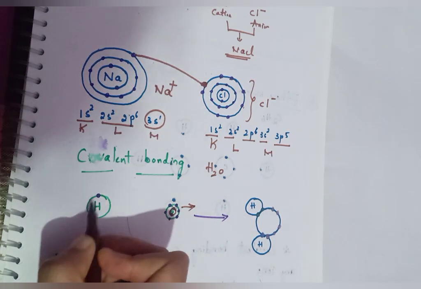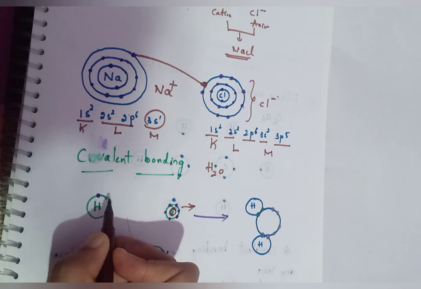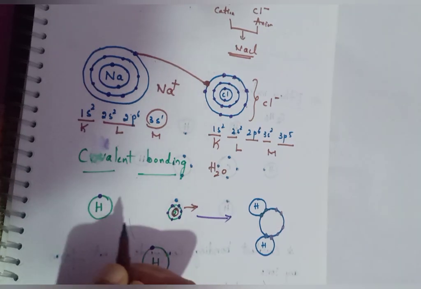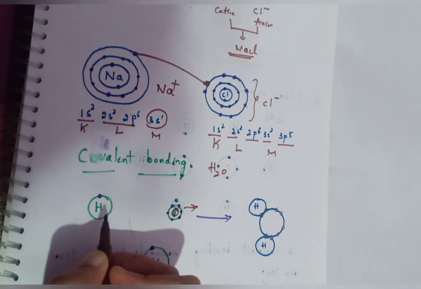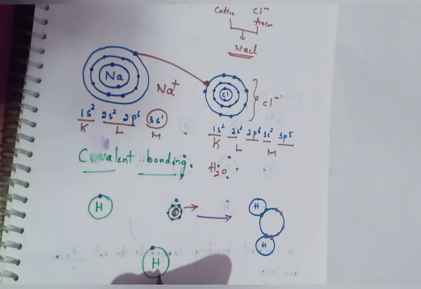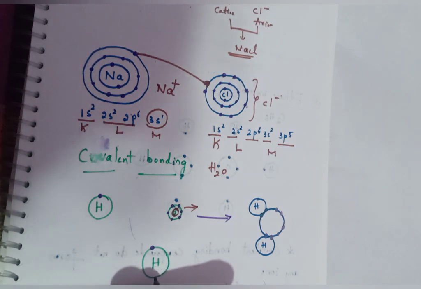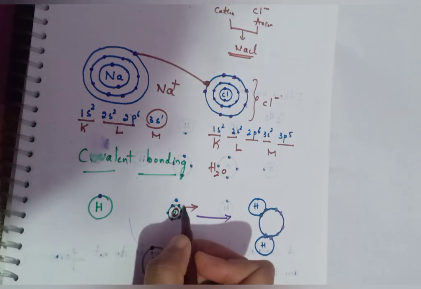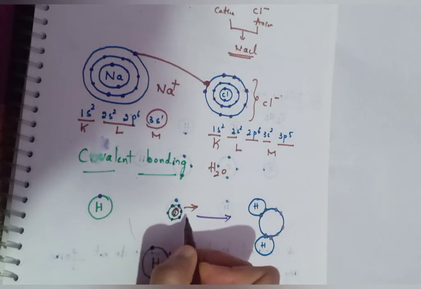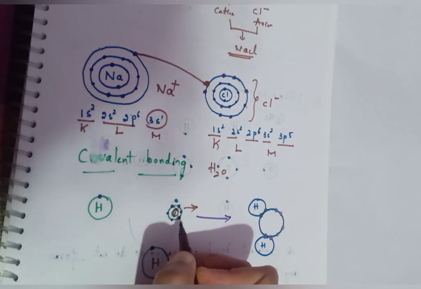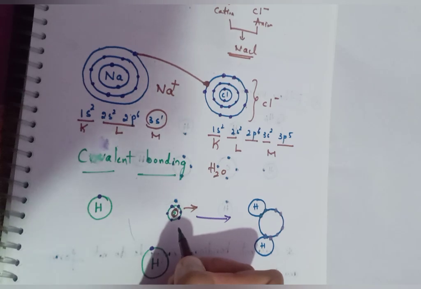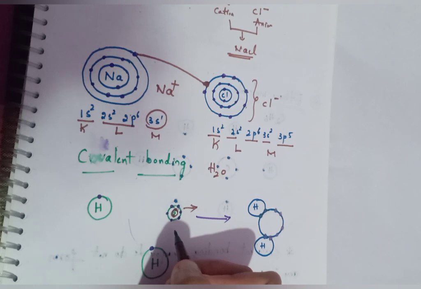So this hydrogen requires another 1 electron to attain noble gas configuration. That means it needs 2, to attain helium configuration. And this hydrogen also requires another electron to attain noble gas configuration. Here in the outer shell of the oxygen 6 electrons are present and it requires another 2 electrons to attain noble gas configuration. So now in this case only mutual sharing of electrons takes place. Look here carefully.